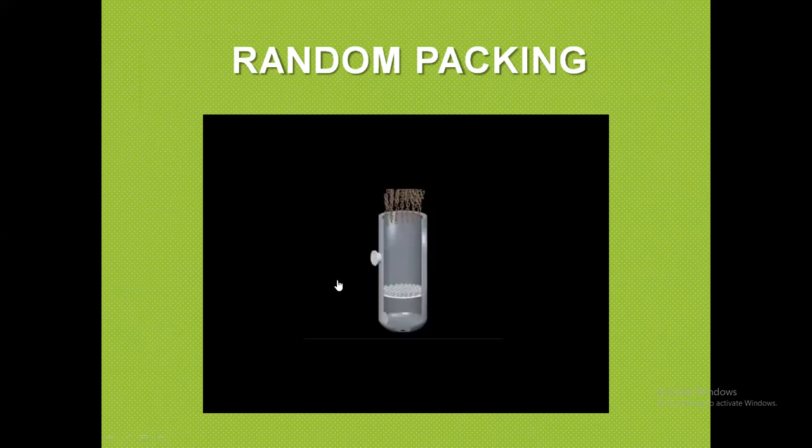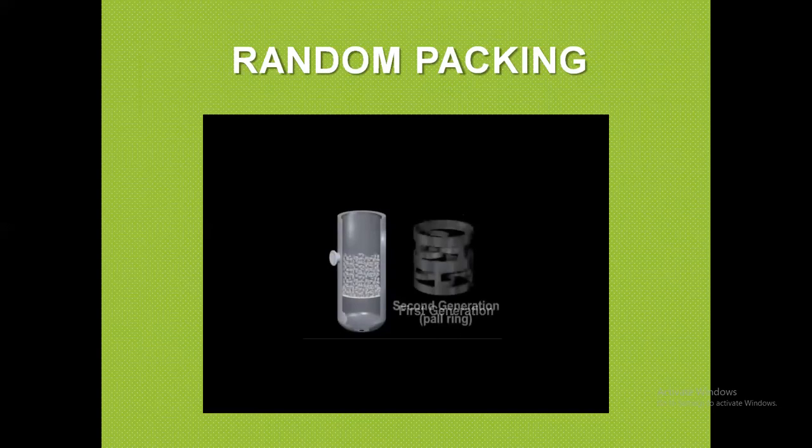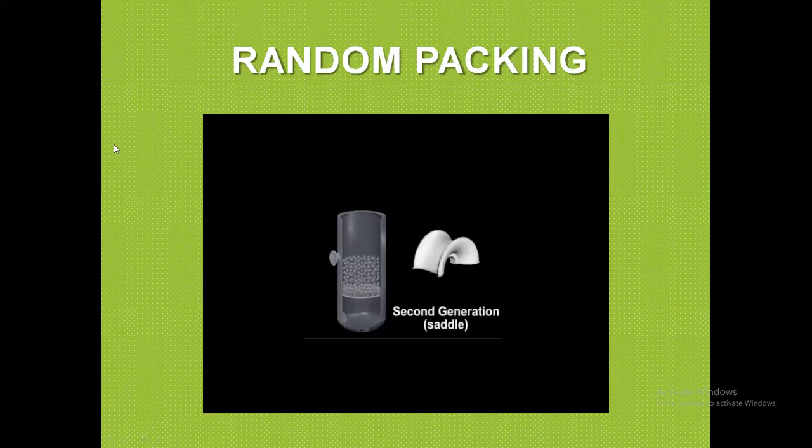Random packing has been around since the earliest days of commercial columns. Initially, extremely non-uniform packing, such as crushed rock and jack chain, were used. First generation packing was more uniform and consisted of cylinders such as the Raschig ring. Second generation developments in the 1960s moved to enhance the amount of surface area per volume of packing by including slots, holes, and fingers. Typical second generation packing are saddles and the Pall ring.